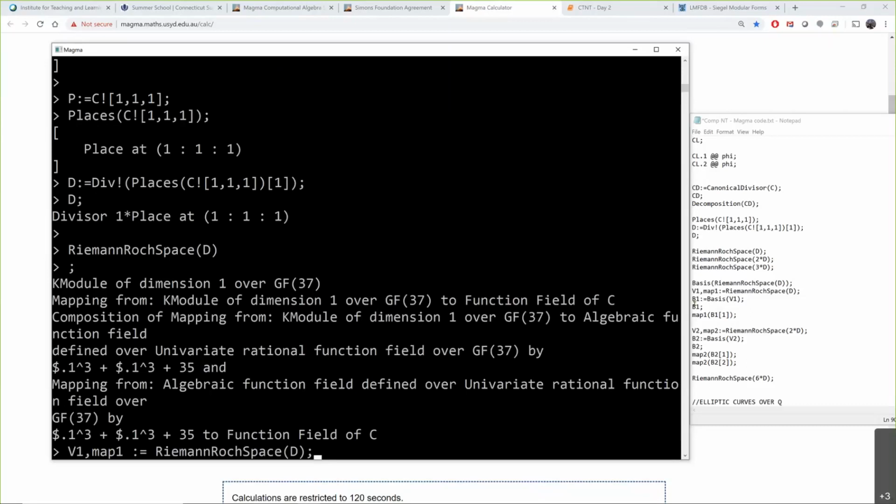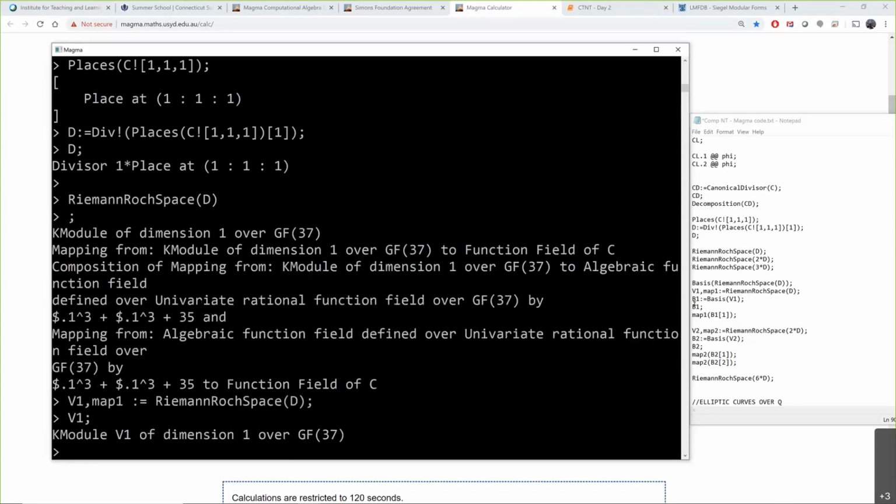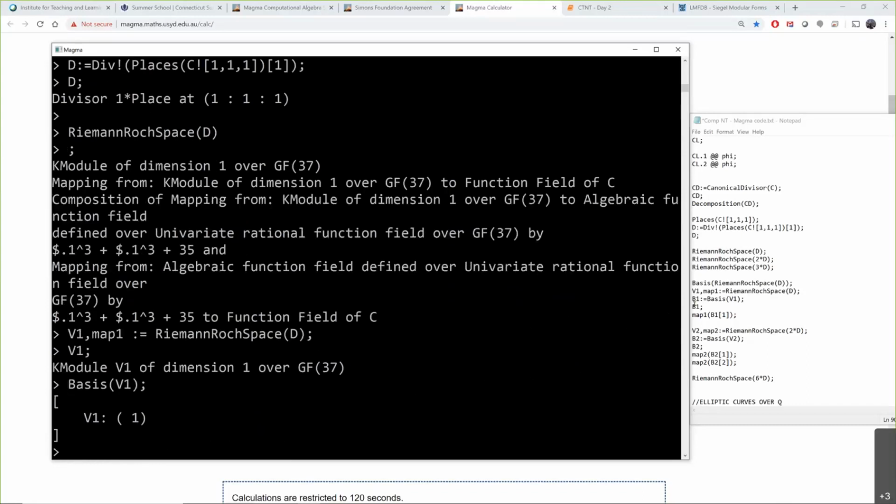All right, let me see if in the last 3-4 minutes I can do some Riemann-Roch here. So the Riemann-Roch space is a vector space, and it comes also with a map. V1 is an abstract vector space. So if I try to just say, what is V1? It's just going to tell me that. And if I ask, what is a basis of V1? It's just going to tell me, well, it's one-dimensional. What are you asking about? There's one vector in there.